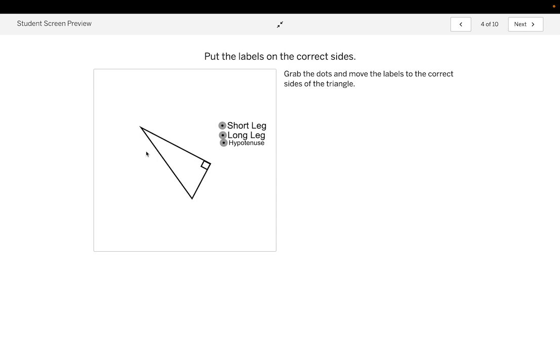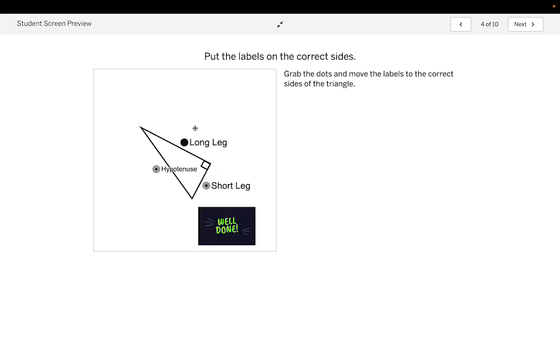And then the next warm-up, I'm going to start with the hypotenuse again. So I look for my right angle. I look for the side that's across or opposite the right angle, and that's this one right here. And then the shorter of the two legs is this one. The longer of the two legs is this one.